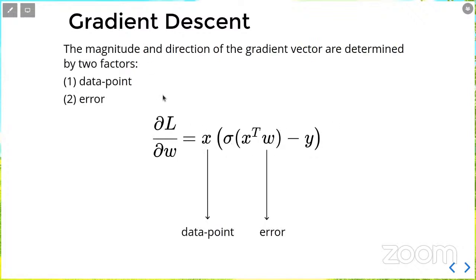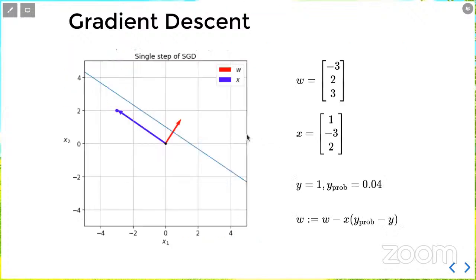If you notice the gradient, two things are important to find it. One is the actual data point and the other is the error in prediction. These two are very important. When you look at a single training example and the effect of the gradient corresponding to that, two things matter: the actual data point and the error in prediction.